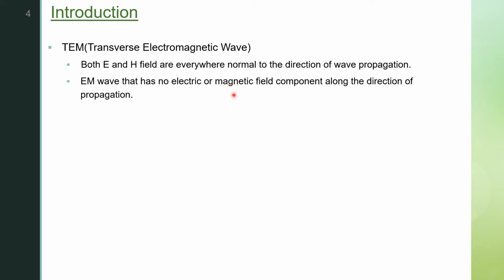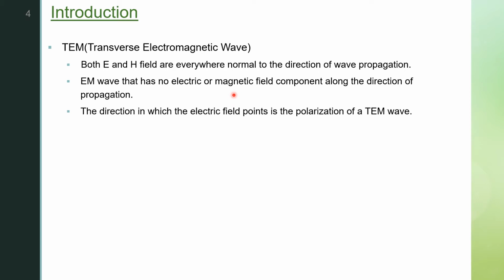Or in other words, we can say an electromagnetic wave that has no electric or magnetic field component along the direction of wave propagation is called a transverse electromagnetic wave. Now what is polarization? That is the direction in which the electric field points. That's called polarization. And that will be our next subject of interest.